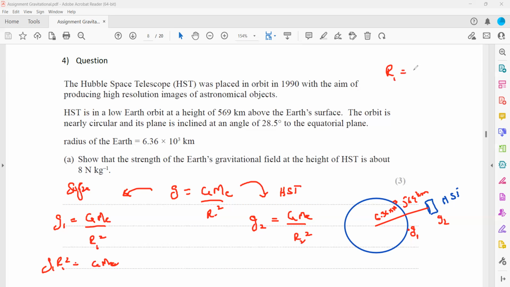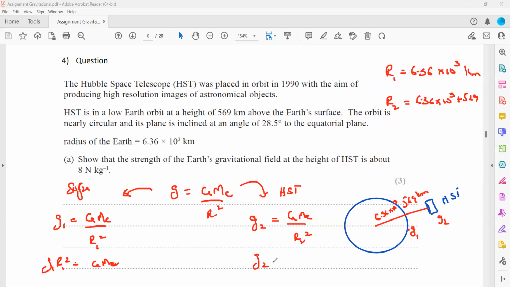R1 is actually the radius of the Earth, which is 6.36 into 10 to the power 3 kilometer, but we should always use meters. I'm writing in kilometer, but we'll convert into meters. And R2 will be the sum of the radius of Earth plus the distance between the telescope, 569, and the Earth. So R2 is the sum, R1 is the radius.